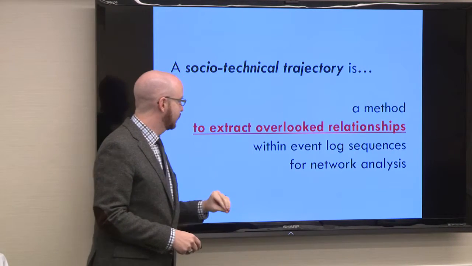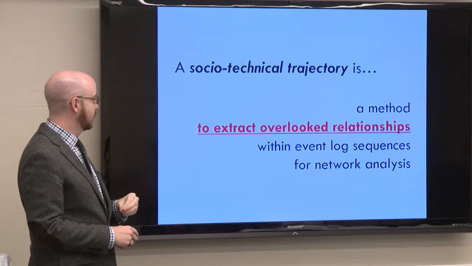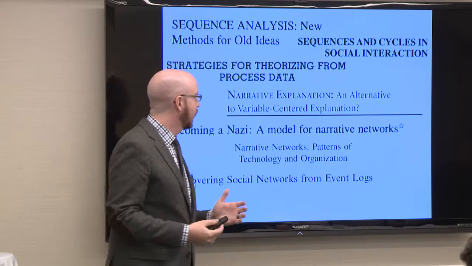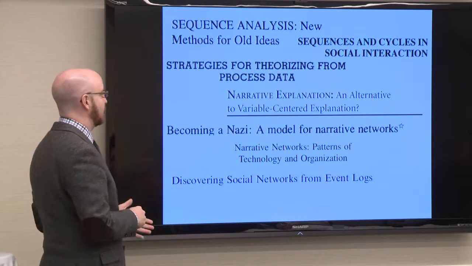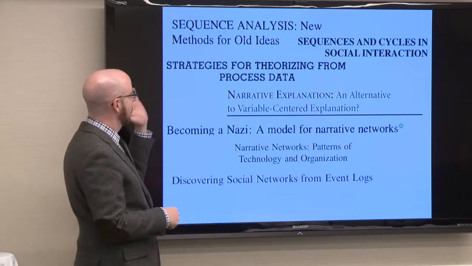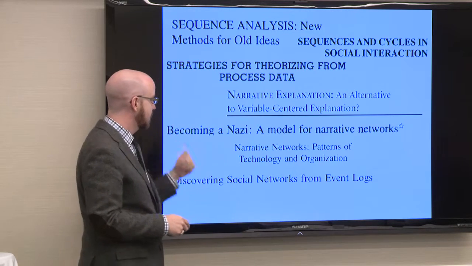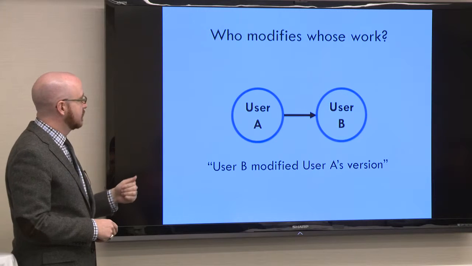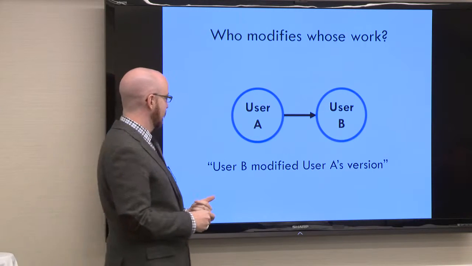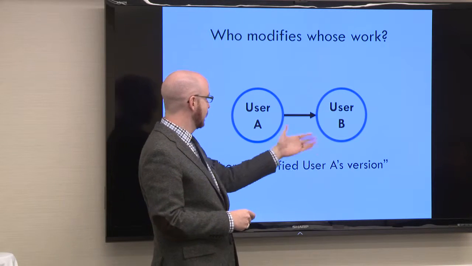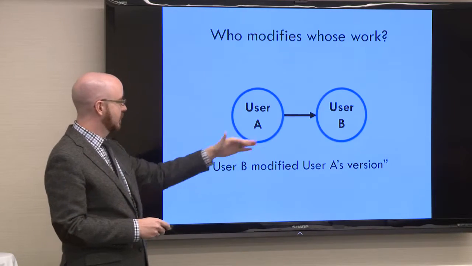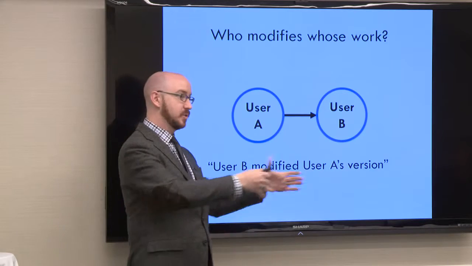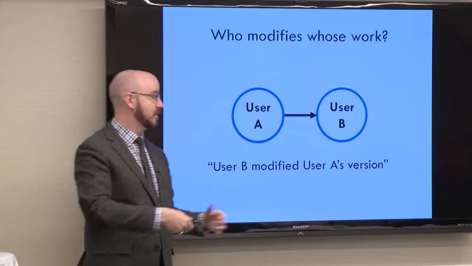And so the relationship I want to extract and explore here draws on approaches from sociology and operations research, thinking about sequence analysis, narrative networks, and event logs, and asks this question of who modifies whose work. So the fact that user B edits after user A means user A is in some way transferring the work, the contribution, the state of the article to the next user, user B, right?